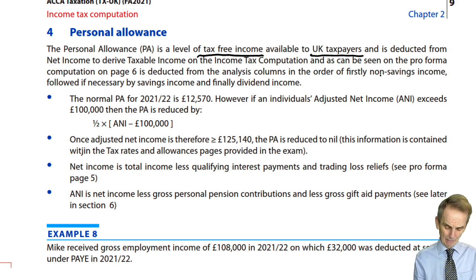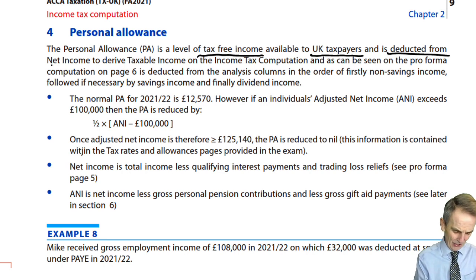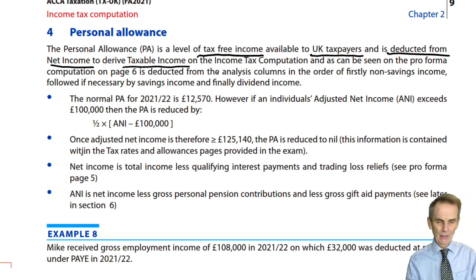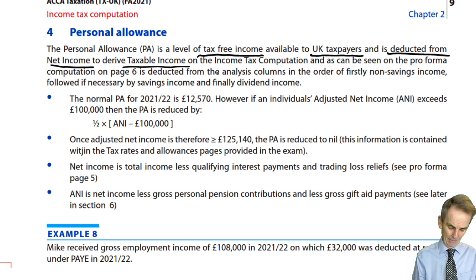So where is that? Well, first of all, what do we do with it? As we've just said, it's deducted from our net income figure to derive taxable income on the income tax computation. And that completed the first part of the income tax computation, which was, you recall, to establish taxable income. It was then that we moved to the second part, to calculate the tax liability and, if necessary, tax payable in relation to that taxable income.